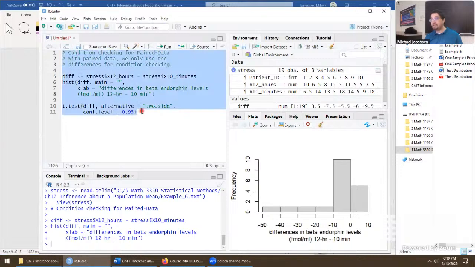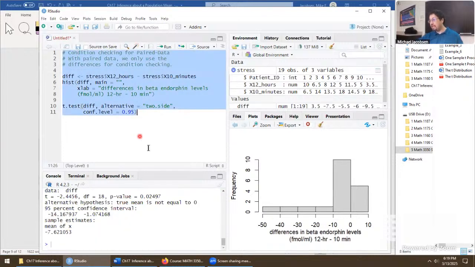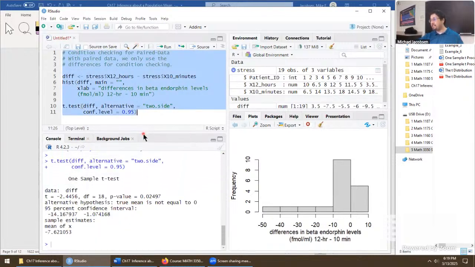Hit Control A, Control Enter, and here's the entire output for t.test. The one sample t-test, like we mentioned. The test statistic is significant. That is about negative 2.5 standard deviations almost to the left. P-value is also significant. Alpha level was at 0.05, and we're below it. Maybe not by a huge amount, but we made it under our benchmark of evidence, 0.05.